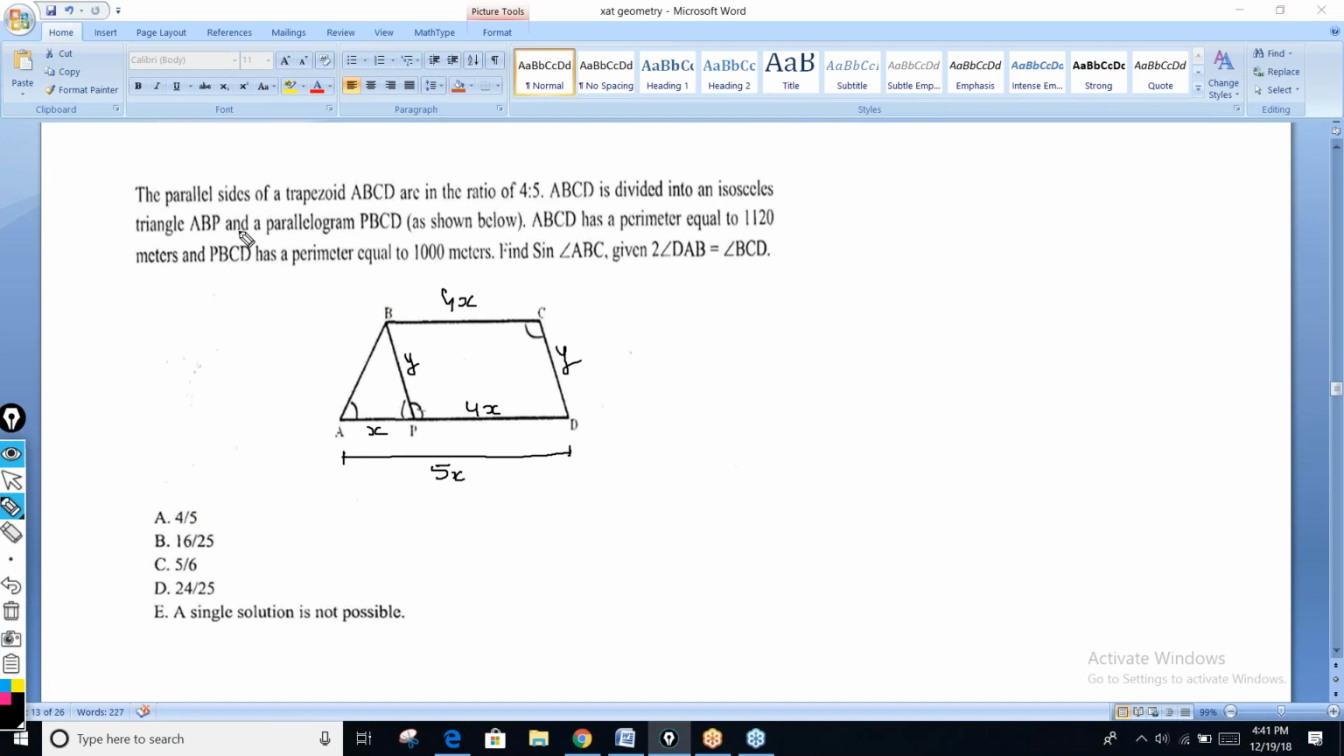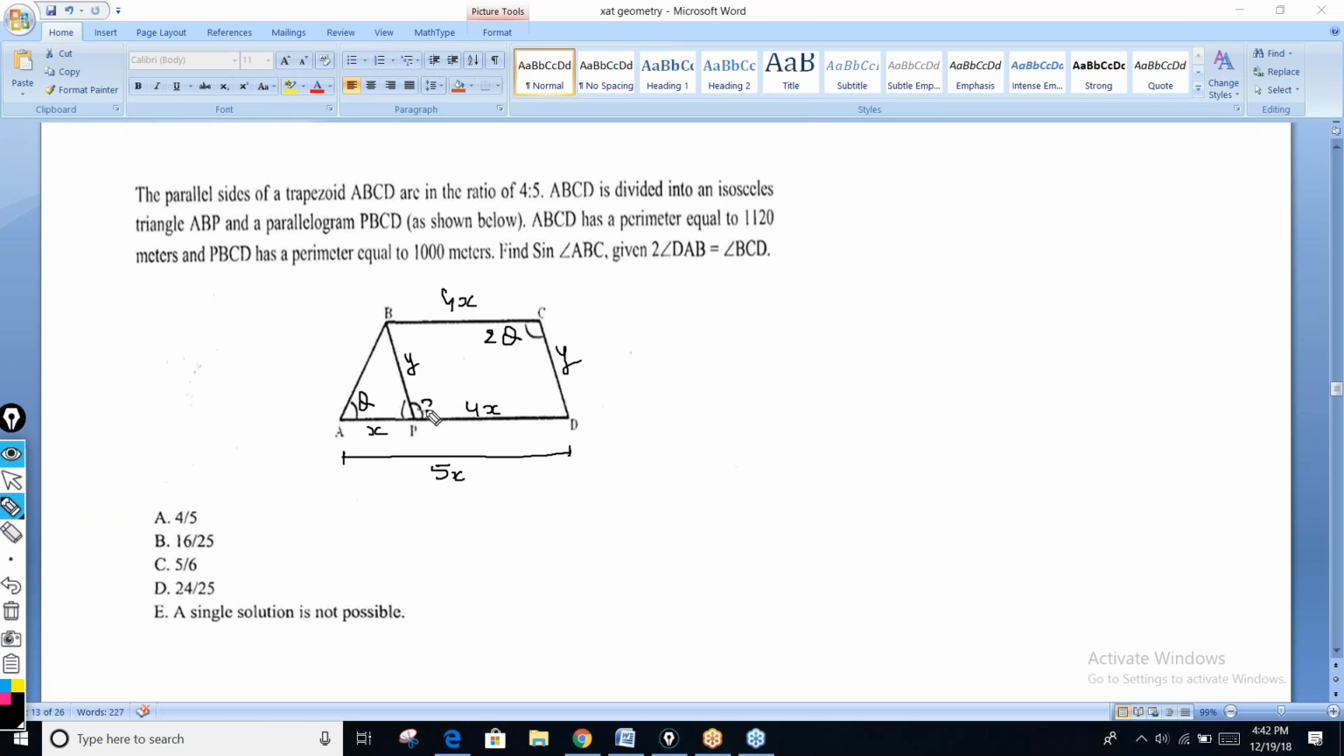What is given? ABP is an isosceles triangle, and PBCD is a parallelogram. These two angles are equal. ABCD has a perimeter equal to 1120 meters, and PBCD has a perimeter of 1000. Given that twice angle DAB is equal to angle BCD. So if this angle DAB is theta, then this angle is 2 theta.